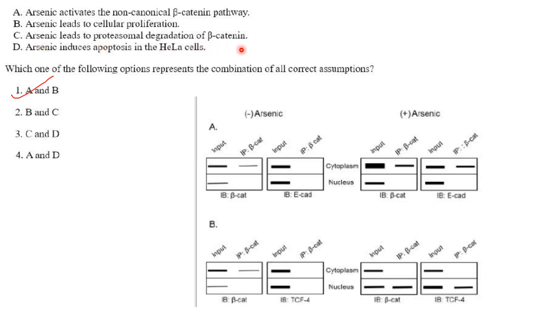No. Beta-catenin is increasing, accumulating in the cytoplasm on addition of arsenic. So it is not leading to proteasomal degradation of beta-catenin. Arsenic induces apoptosis in the HeLa cell. No, it is causing cellular proliferation. So A and B are the correct answers. So answer is 1, that is A and B.